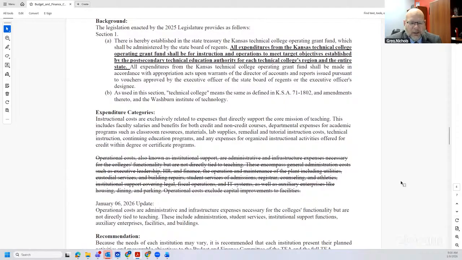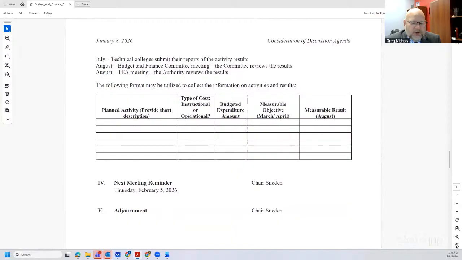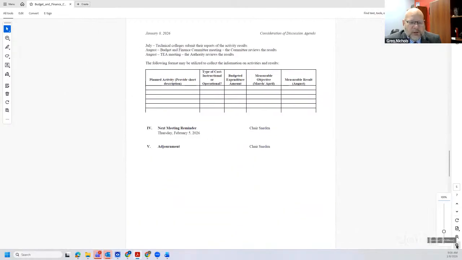I've got to take it to my local board, of course. They're in charge of larger expenditures, so I've got to get their approval before I can submit it to TEA. And all of the tech colleges have the same responsibility. We all have to report how we're going to expend the base or the technical college operating grant.